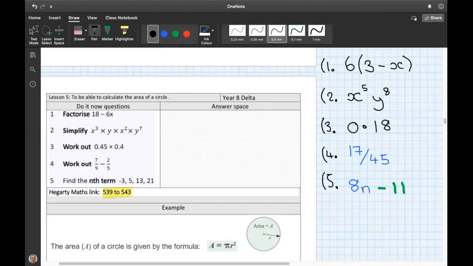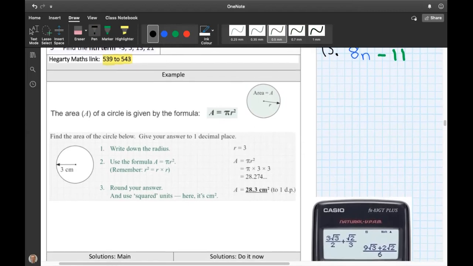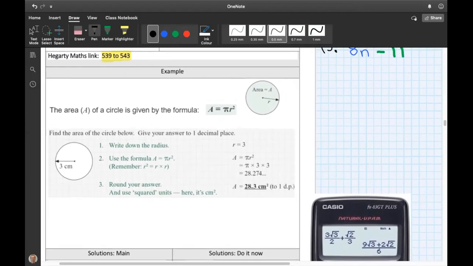Right then, let's have a look at our examples. Now, as you can see, I've highlighted up here the Hegarty tasks. We've got 539 to 543. These will start off simple and they'll get progressively more challenging. So if you're not confident, have a look at the video for 539 and try some of the questions. If you want to challenge yourself even further, maybe have a go at 542 or even 543. This is a great way to extend yourself further. You get instant feedback, and you can also message me through Hegarty if you need.